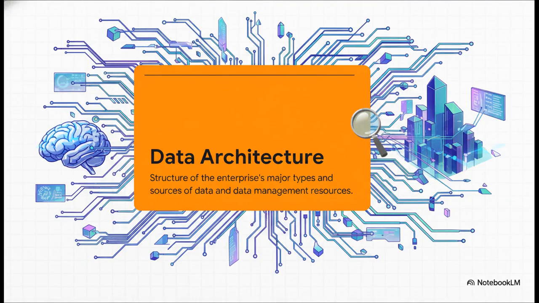Then we see how this builds into our second layer, data architecture. You can think of this as the nervous system of our metaphorical city. It describes the structure of the enterprise's logical and physical data assets. It dictates exactly how vital information flows and is managed across the entire organization.